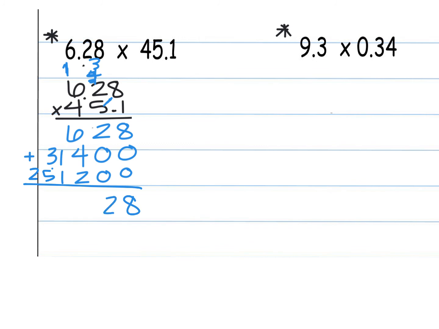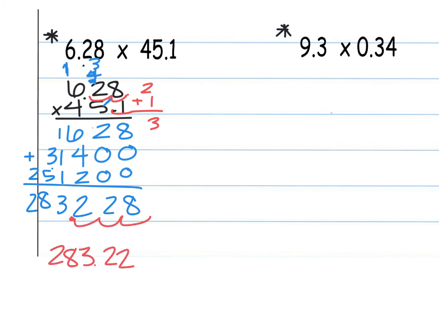8, 2, 6 and 4 is 10, plus 2 is 12, 3, 8, 2, and then I carry, and I start on the right side, and I have to go in 2, and then in 1, so 2 plus 1 is 3, 1, 2, 3. 283 and 228 thousandths. That makes sense because I'm taking a little more than 6 times a little more than 45, so my answer should be pretty big, just like that.